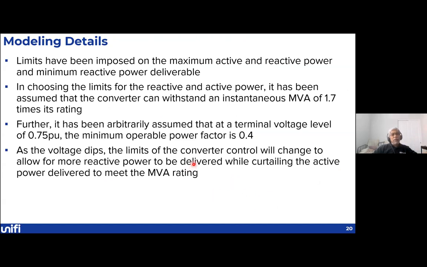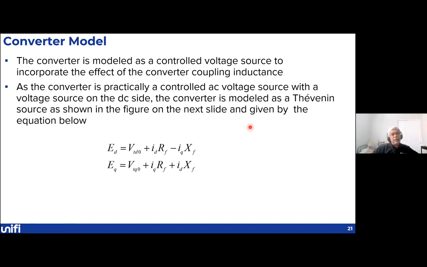So in this model, we have also imposed limits on the maximum active and reactive power and minimum reactive power deliverable. In choosing these limits, we have assumed that the converter can withstand an instantaneous MVA of 1.7 times its rating, after talking to many inverter manufacturers. Further, we arbitrarily assumed that at a terminal voltage level of 0.75 per unit, the minimum operable power factor is about 0.4, and this is from some practical examination that we did. As the voltage dips, the limit of the converter control will change to allow for more reactive power to be delivered while curtailing the active power. So this was like a full 4-quadrant inverter. That's how we represent it.